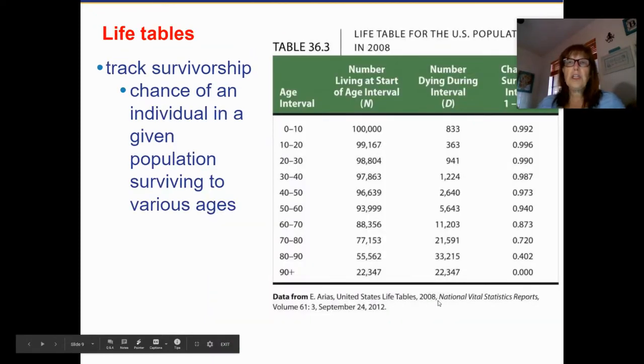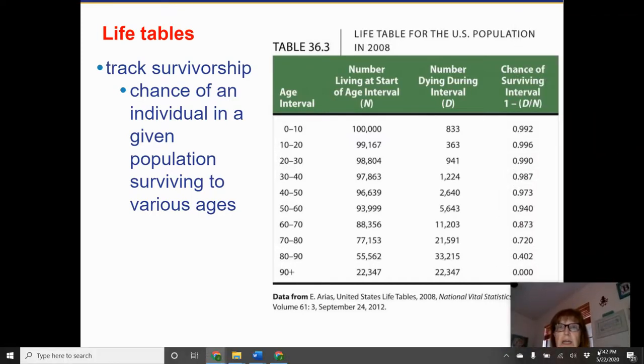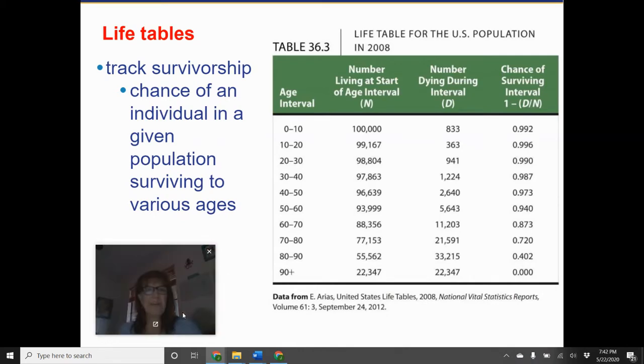All right, so we're going to look at some life tables here. Life tables are used for tracking survivorship. So we're looking at the number of individuals that are coming into a population, and then the number of individuals that are surviving in that population. In this survivorship table, there are age intervals here. We can look at the number of individuals at a start age.